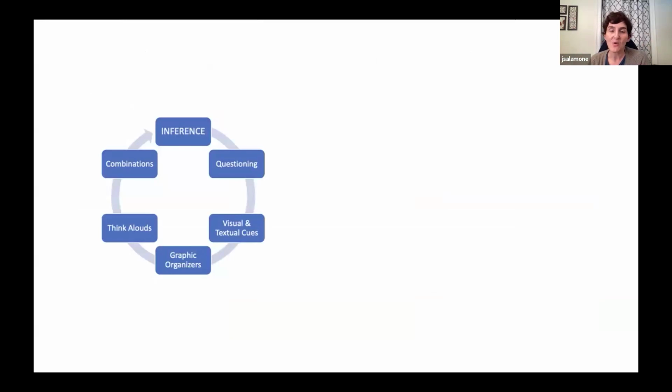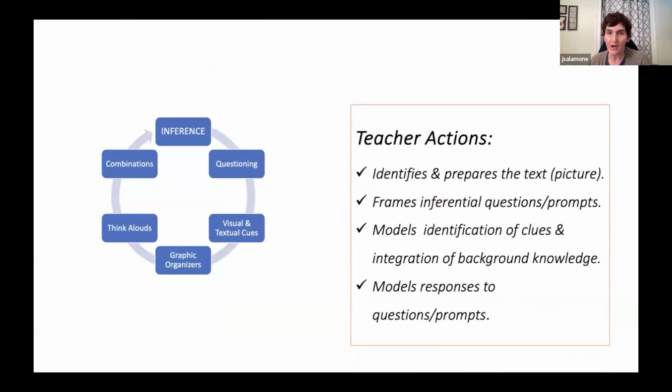All right, so we're going to be going through different activities. And again, we'll talk about questioning, very, very powerful, the use of visual and textual cues, graphic organizers, and think-alouds. And oftentimes you'll be looking at a combination of approaches, because using these strategies in combination is even more powerful. But I think it's really important to talk about, before we jump in, the teacher action.